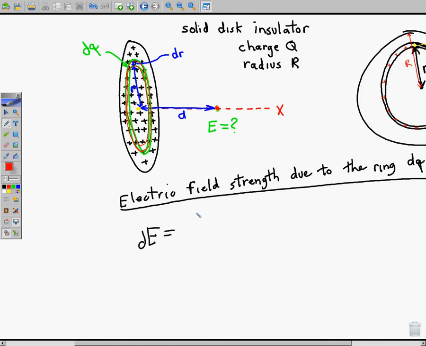Thank you. 1 over 4 pi epsilon 0. Keep going. d. d squared plus r squared, but this time we have to call it lowercase r, yes? Because it's to our ring now. r squared to the 3/2 times, but now it's not the q of the whole ring. What are we calling q of the whole ring? dq. So this is the answer from the last problem.